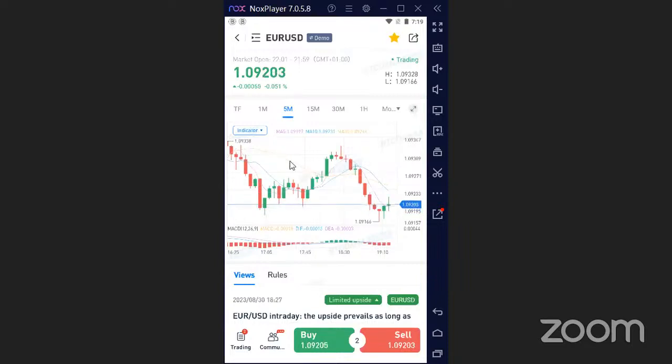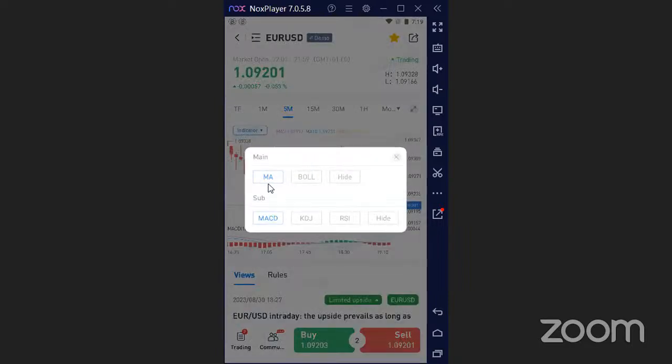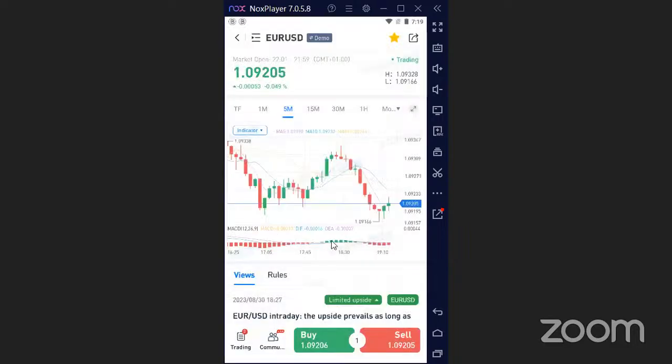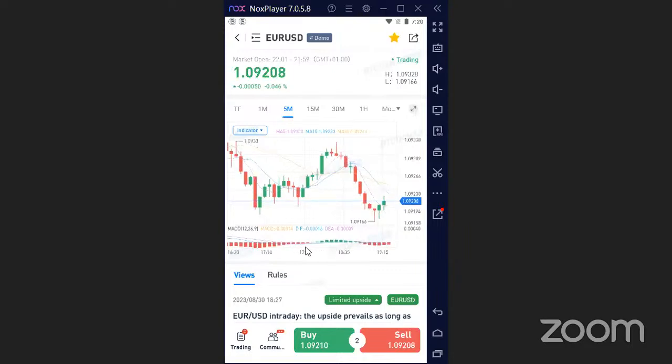These are called the moving average indicators. MA means moving average. Then down here, this is the MACD indicator. So on the chart right here is the moving average indicator, and then here is the MACD indicator.